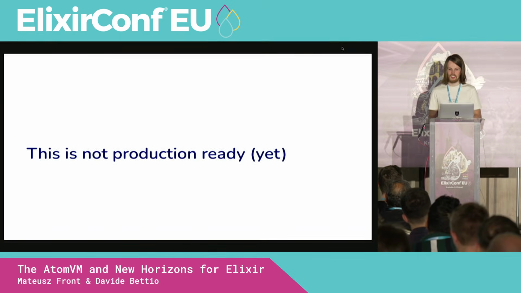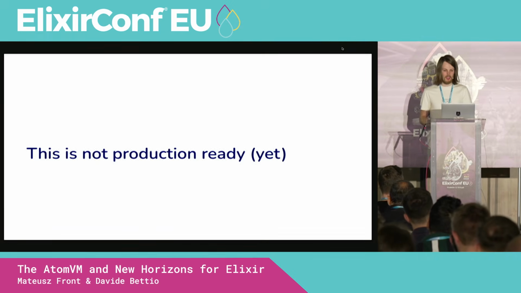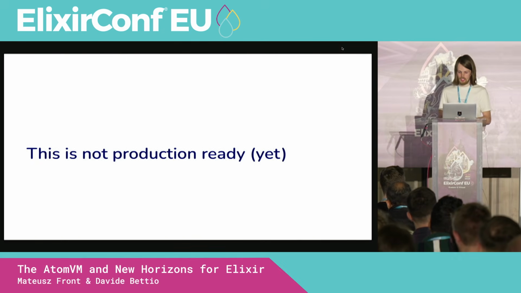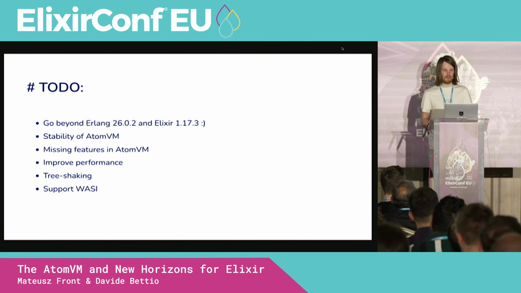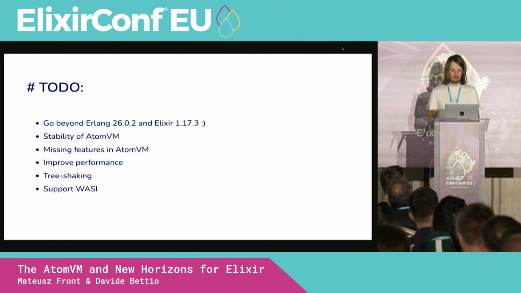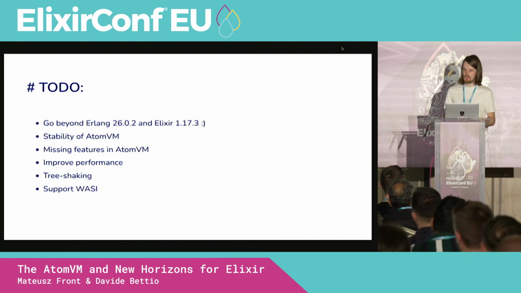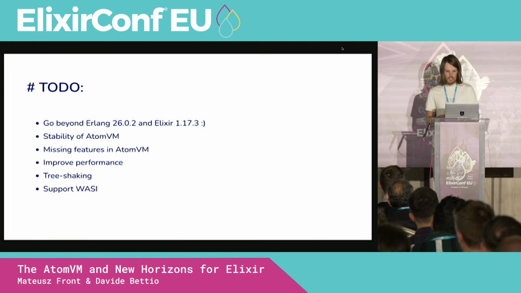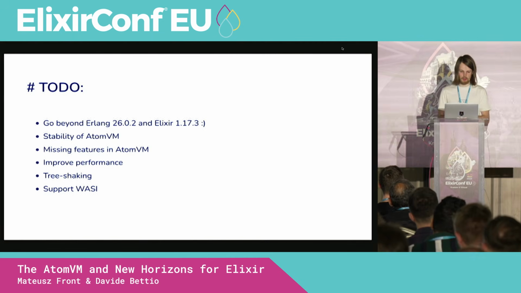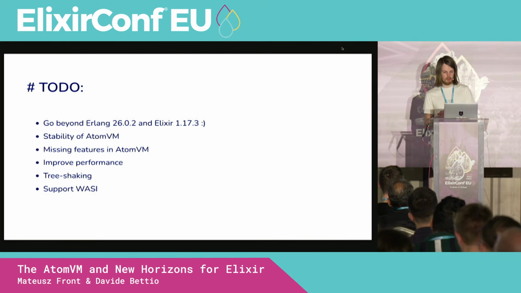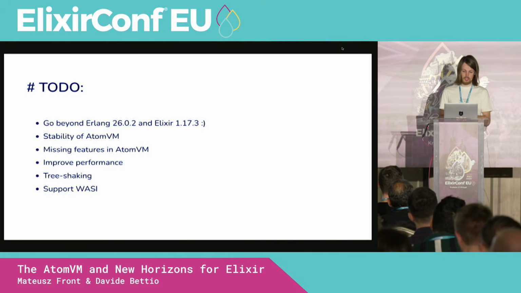Well, as you could have already seen, this is not production ready yet, and so we have a pretty big to-do list. The first one: we are limited to very specific Erlang and Elixir versions, because of our standard library tweaking. However, I think we can drop these limitations pretty easily as we improve the AtomVM, and we don't have to do that much tweaking. Also, the stability of AtomVM itself needs a little bit of improvement because we can crash the VM from time to time. There are some missing features that we keep discovering.